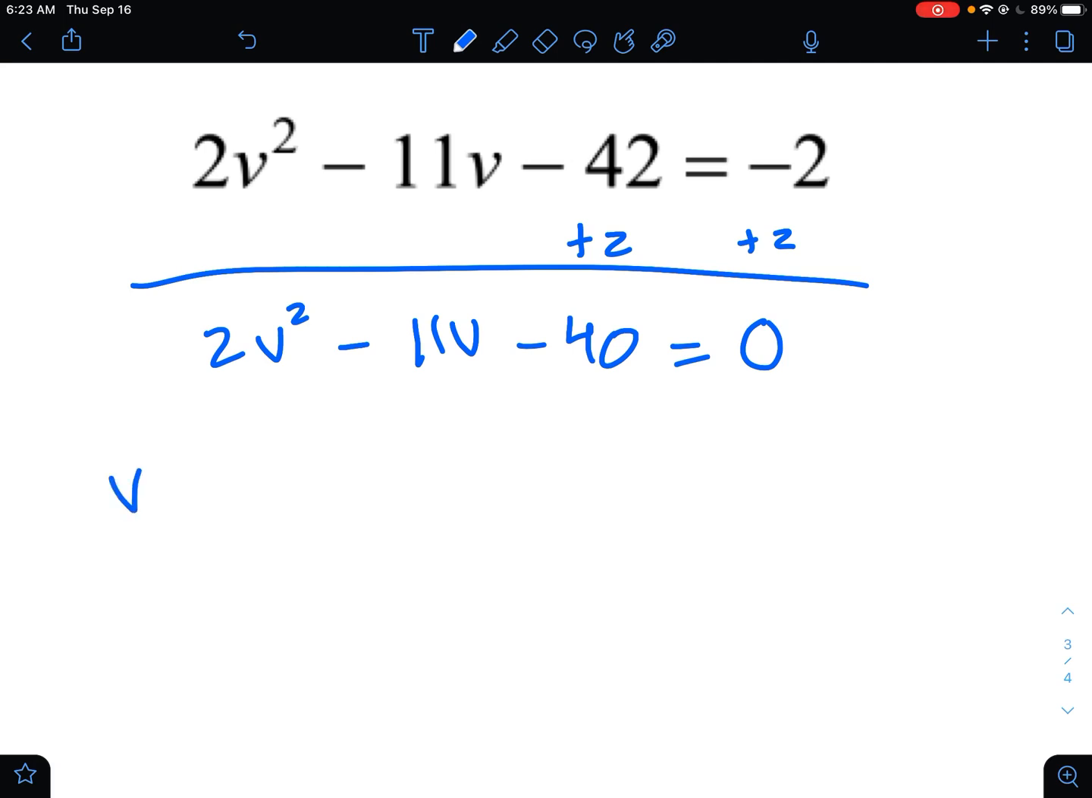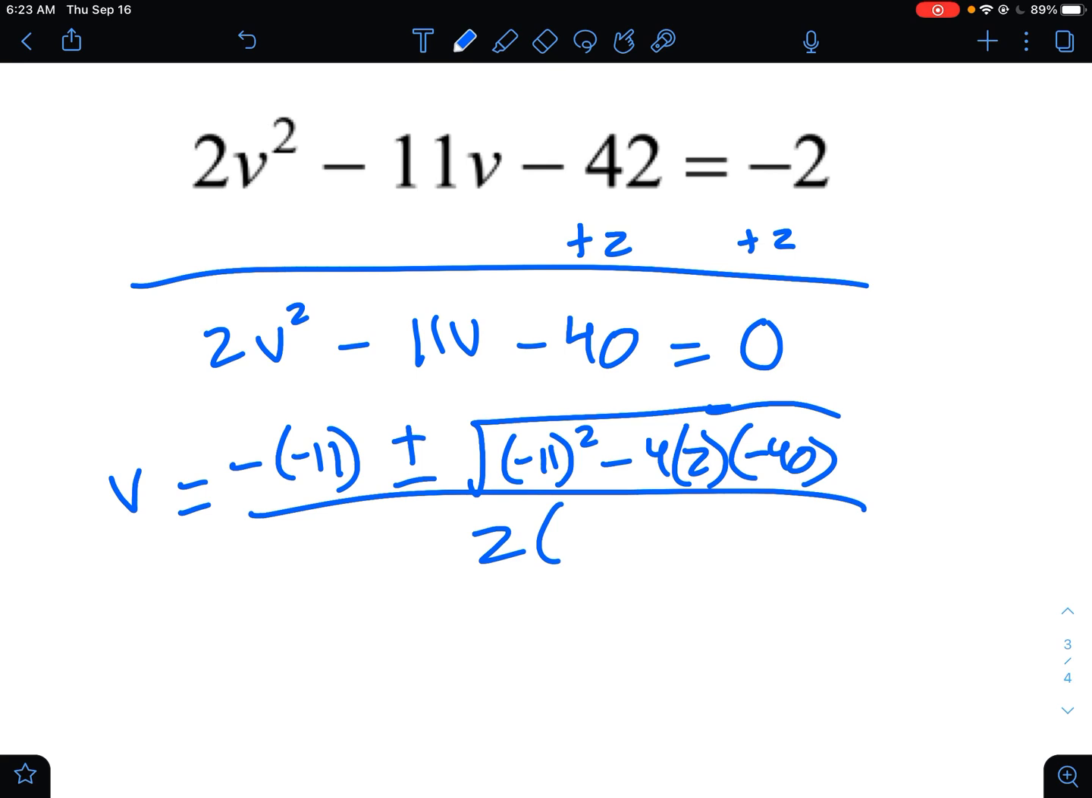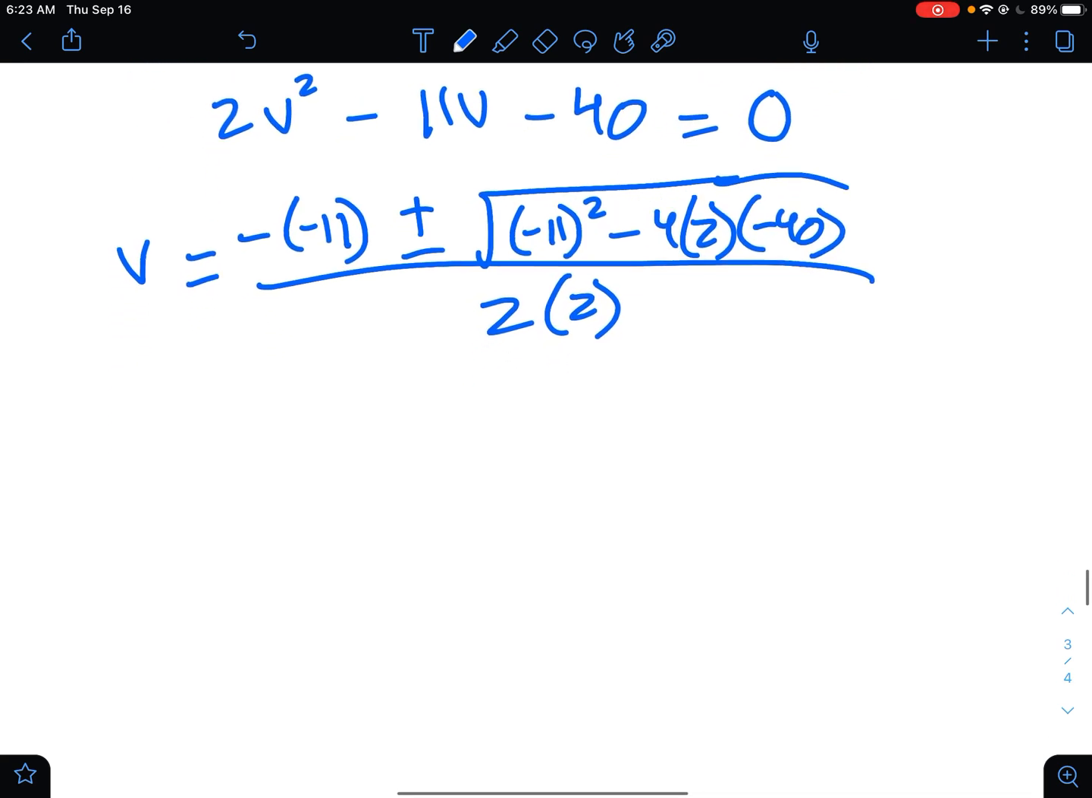In this case, it's going to be v equals negative of -11, plus or minus the square root of -11 squared minus 4 times 2 times -40, all over 2a, and a is 2. So that's all of it plugged in. Again, the next step is simplifying.